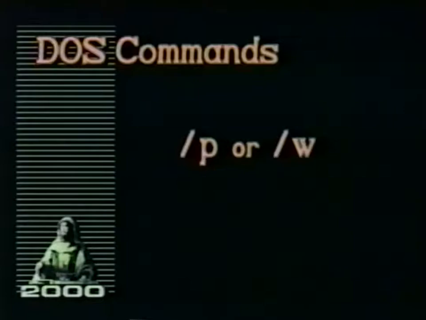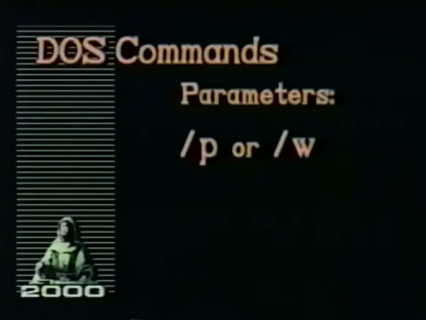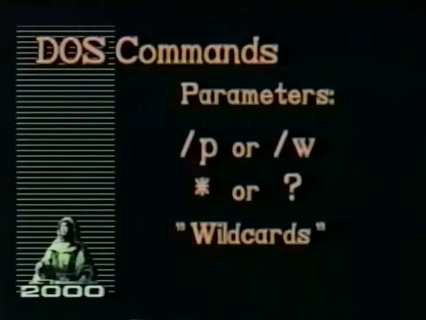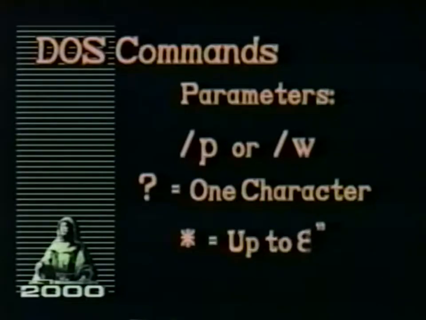We can also see a large directory all at once by adding a /w to the dir command. Of course, this display of files only shows file names without the additional information normally found in the directory list. The /p and /w are examples of parameters. DOS also allows us to use the asterisk and the question mark as special parameters called wildcards. The question mark can be substituted for 1 character. The asterisk can be substituted for up to 8 characters.